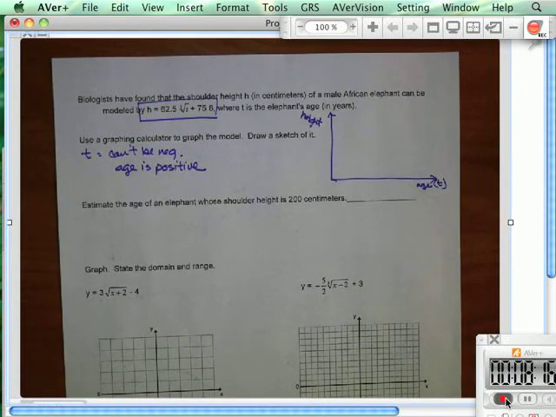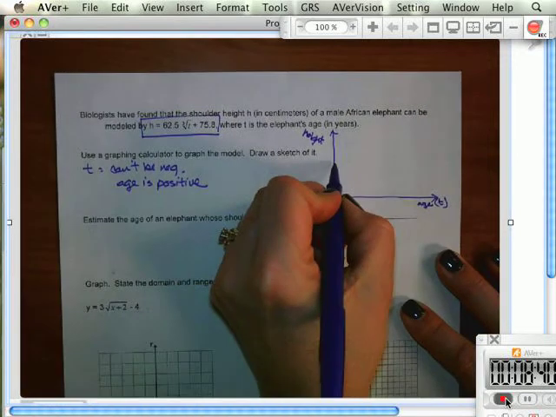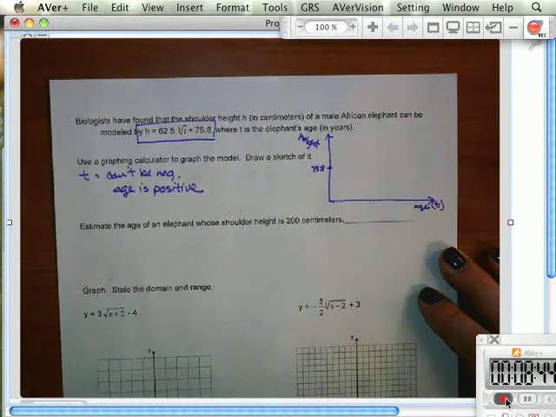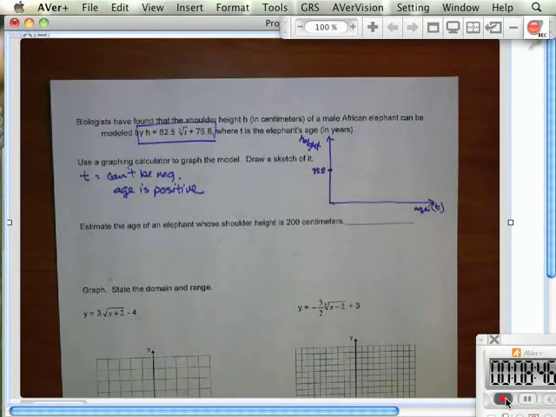Let's think about what we know from the equation. What's the starting height in this equation? 75.8. Do you recognize that? Some of you do, some of you may not. This number right here is the starting height. Just like in a linear equation, it's like the y-intercept. Right? So I'm going to just mark that somewhere here. I'm going to say, okay, this is 75.8. That's the starting height. That's where my little funky graph is going to start.